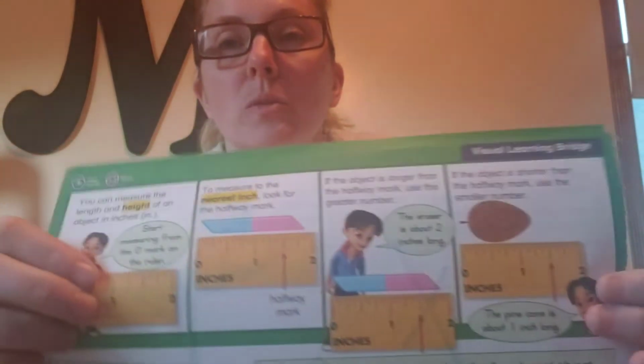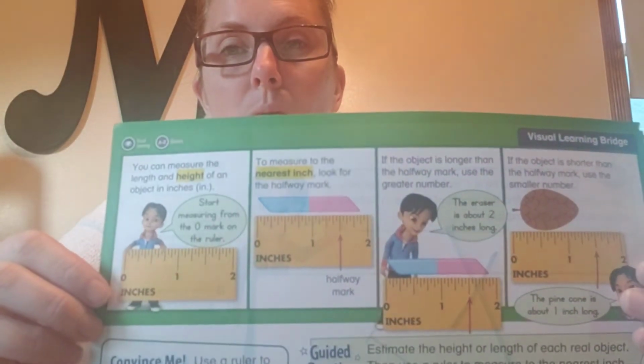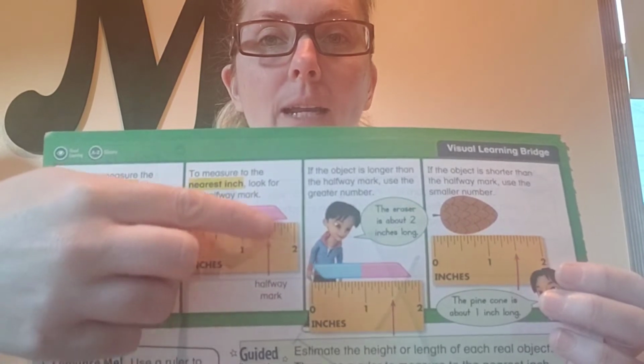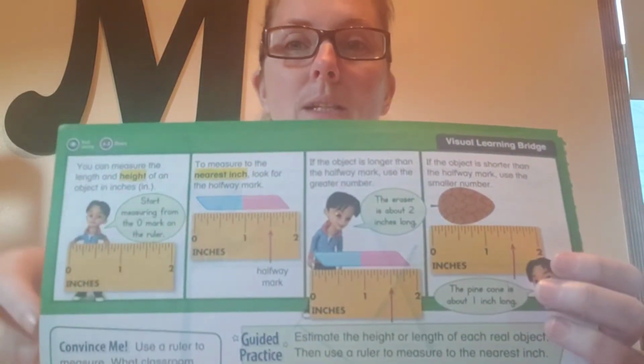To measure to the nearest inch, look for the halfway mark. We're not measuring exactly today, we're getting close. So we're going to get to the nearest inch, and you have to look for your halfway mark. You can see between the 1 and the 2 on your ruler, there's a longer line in between. It's exactly halfway between, that's the halfway mark.